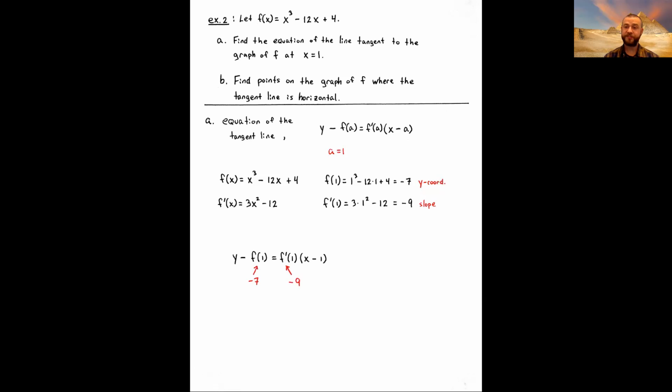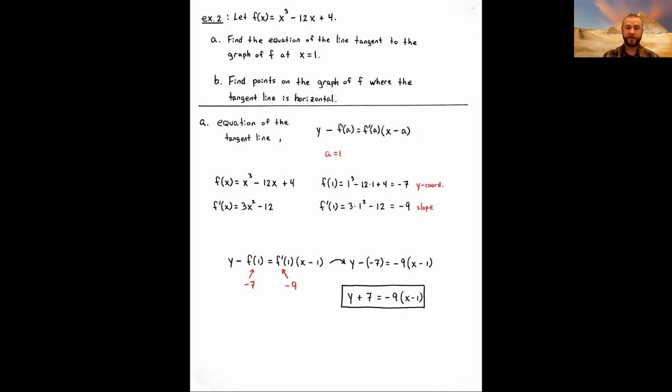Just be careful on the left side. The formula is written as y minus y1, or y minus f of 1. And here, f of 1, that function or y value is negative. So just be careful. You have minus and negative, which is really positive. There's a sign cancellation. And we get our equation there.